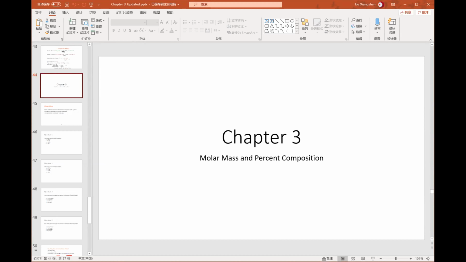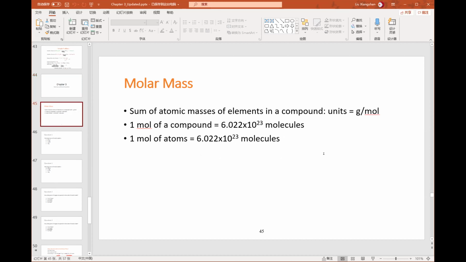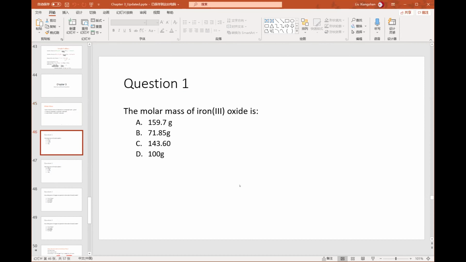So hello everyone. Let's continue. Next we will cover the molar mass and the percent composition. The first is the molar mass. The molar mass is the sum of the atomic masses of elements in a compound, and its unit is gram per mole. You need to know 1 mole of a compound equals 6.022 times 10 to the 23 molecules. Make sure you know the unit, which is gram per mole.